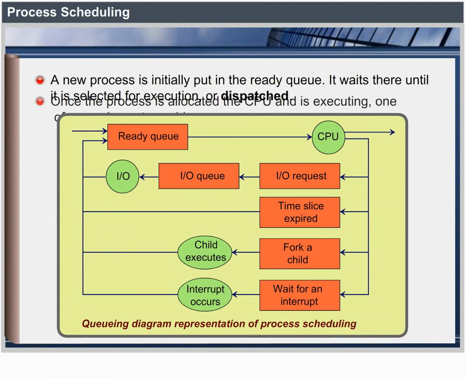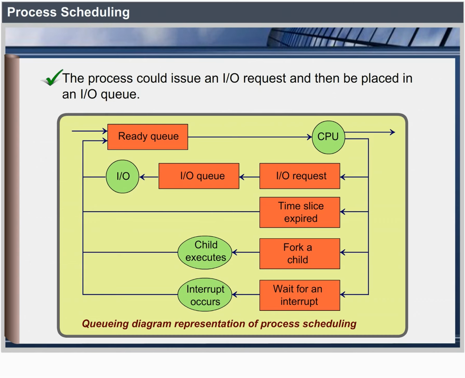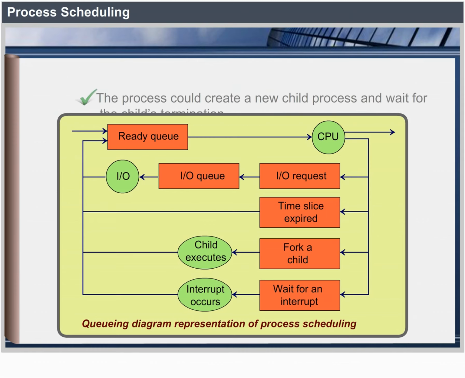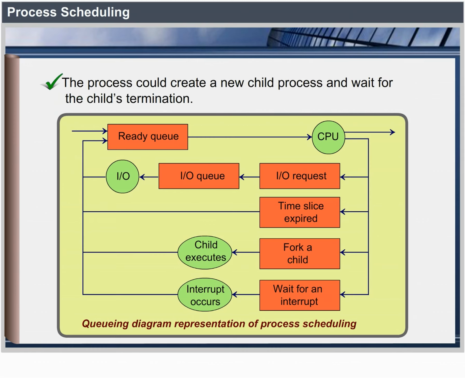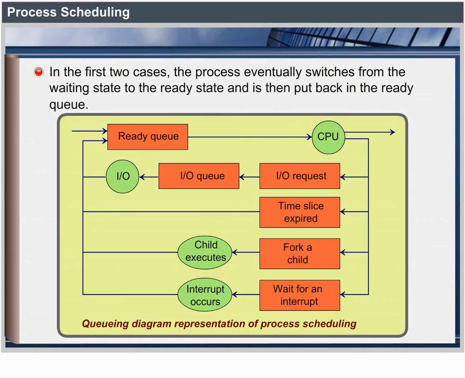Once the process is allocated the CPU and is executing, one of several events could occur. The process could issue an input-output request and then be placed in an input-output queue. The process could create a new child process and wait for the child's termination. The process could be removed forcibly from the CPU as a result of an interrupt and be put back in the ready queue. In the first two cases, the process eventually switches from the waiting state to the ready state and is then put back in the ready queue.